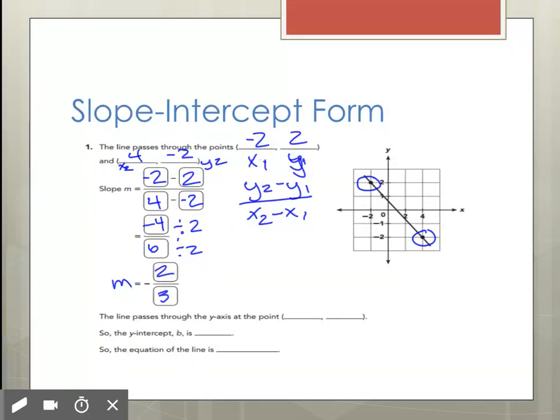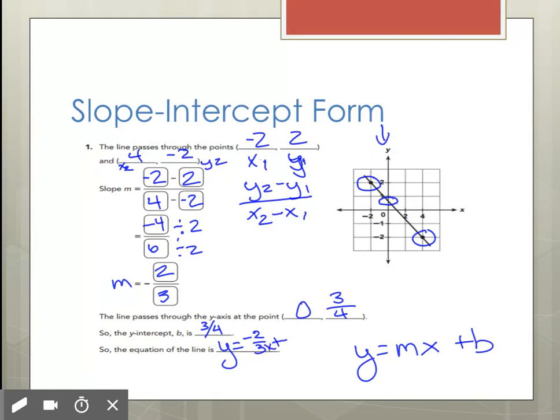So now I'm going to look right at my line and see where it crosses the y-axis, again the vertical one. I know my x is going to be 0. So see it's crossing kind of in between 0 and 1, a little bit more than halfway. So I'm going to say that's about 3/4. So b is 3/4. So now I'm filling in y equals mx plus b with my m and my b. So y equals negative 2/3 x, don't forget that, plus my y-intercept, which is 3/4.